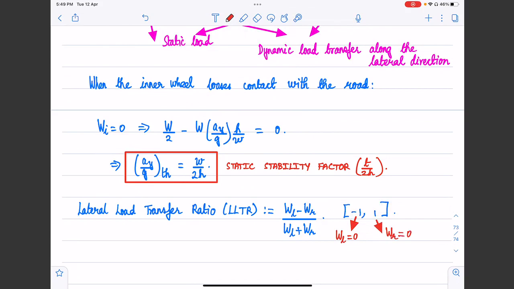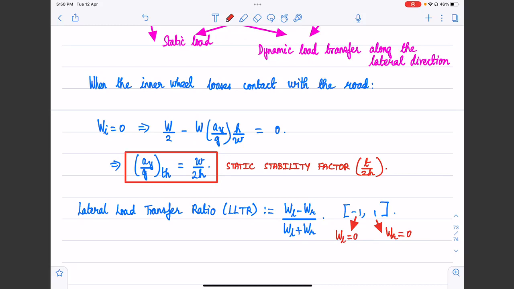So if you want to do real-time control, if we are able to estimate this lateral load transfer ratio, we can maintain it as close to 0 as possible, or at small values, much smaller than 1, so that we are able to decrease the chances of rollover. But the most commonly used factor is the static stability factor. I wanted to show you how it is derived and under what assumptions, so that we have a sense of what it indicates.